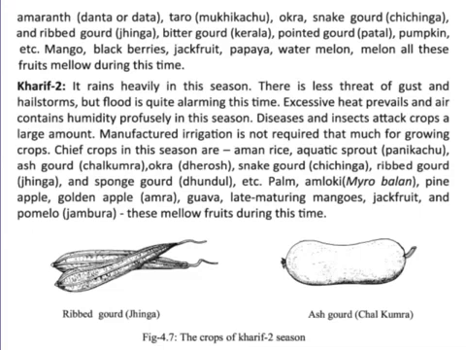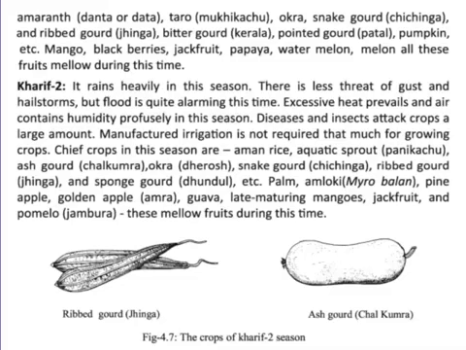The crops in this season are jute and sesame. Also dhundul, taro, kochu, okra, sisinga, ridge gourd, snake gourd, bitter gourd, karela, pointed gourd, patal and pumpkin, etc. And mango, blackberries, jackfruit, papaya, watermelon, and melon, all these fruits ripen during this time. So we will see these types of hot temperature crops in this Kharif 1 season.